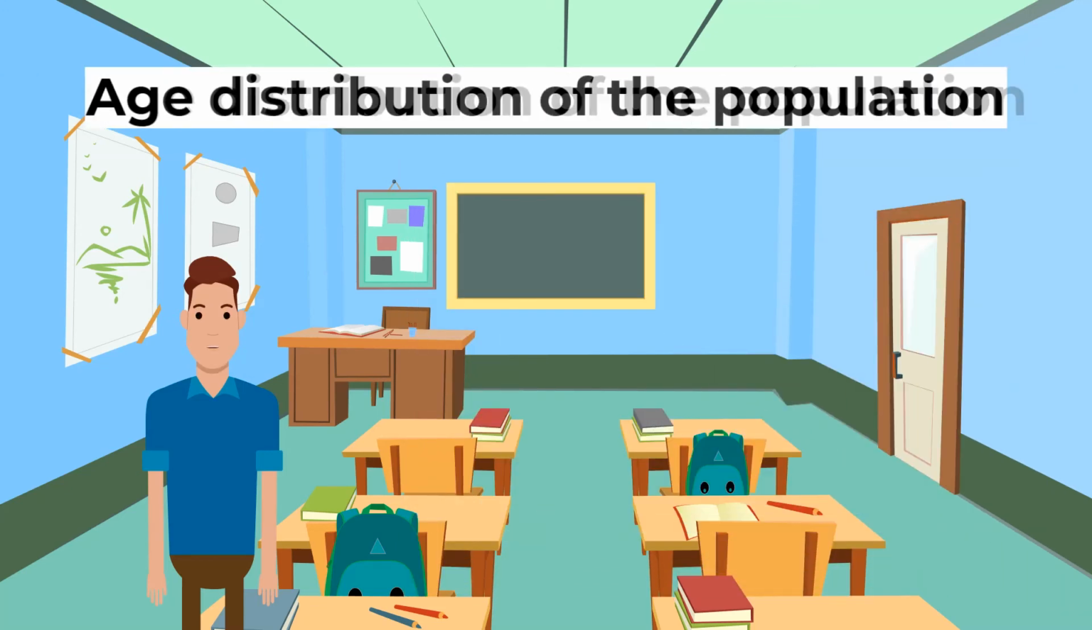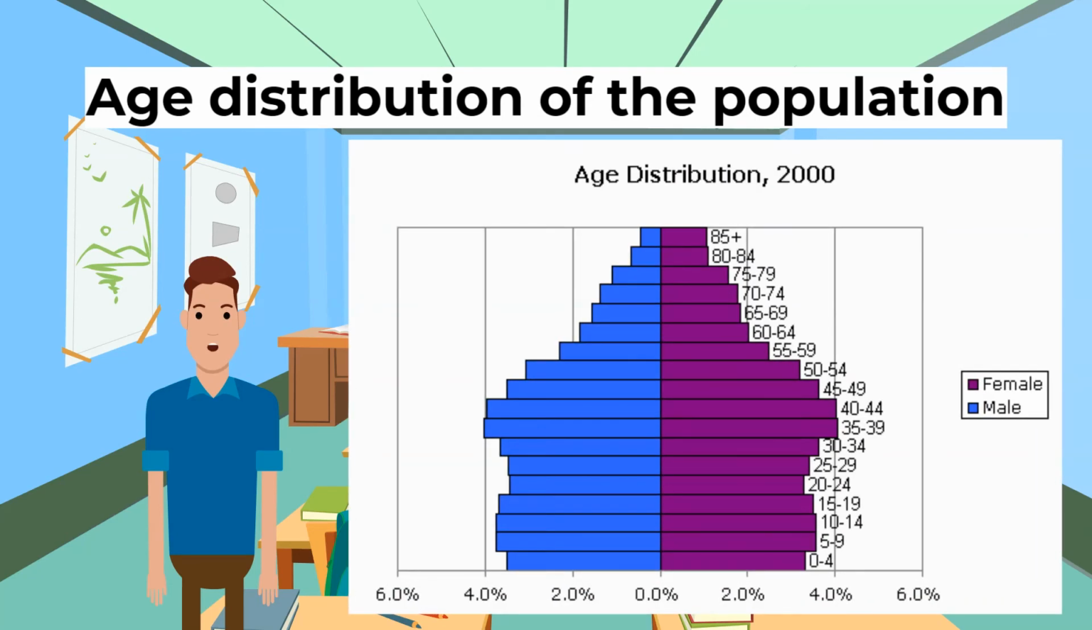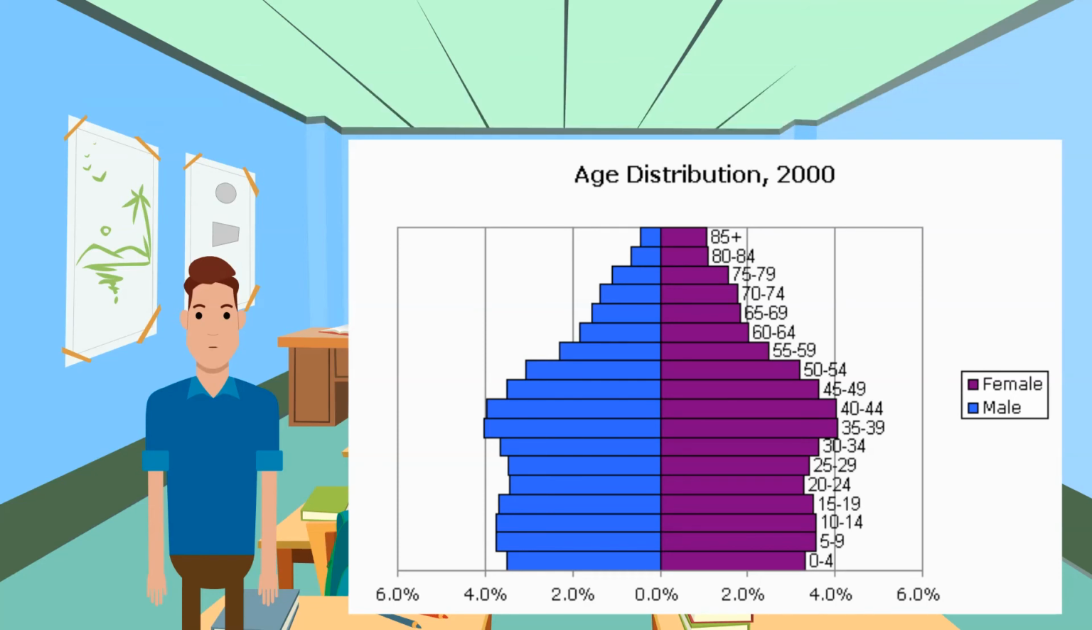3. Age distribution of the population. An aging population leads to increased government expenditure on pensions and social care, whilst a young population leads to increased spending on education. The more dependence in the economy, meaning the young and old, the higher government spending tends to be.